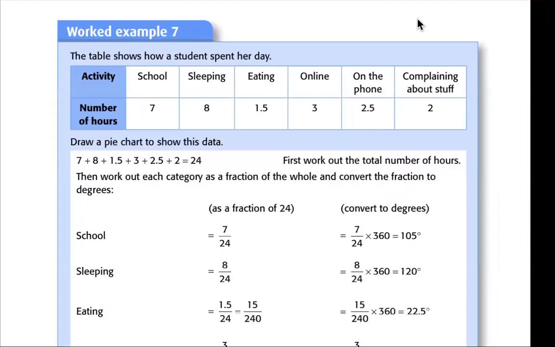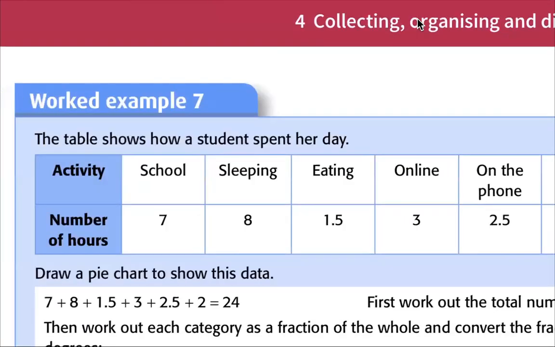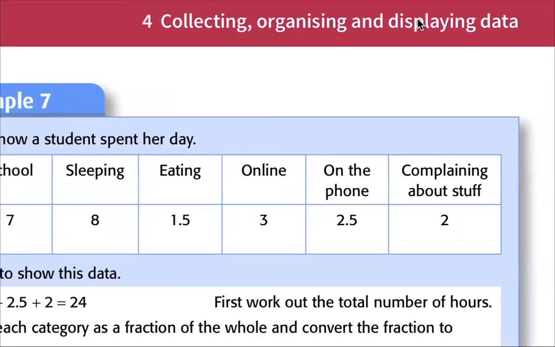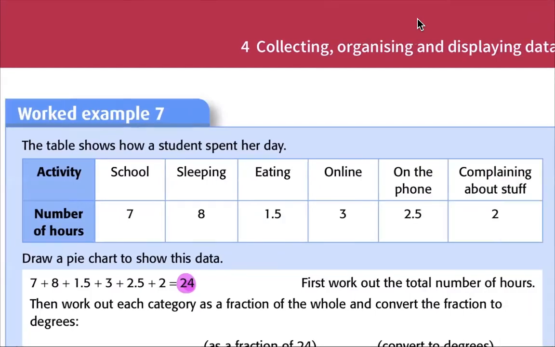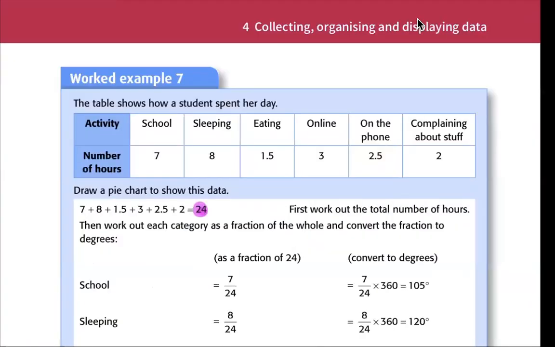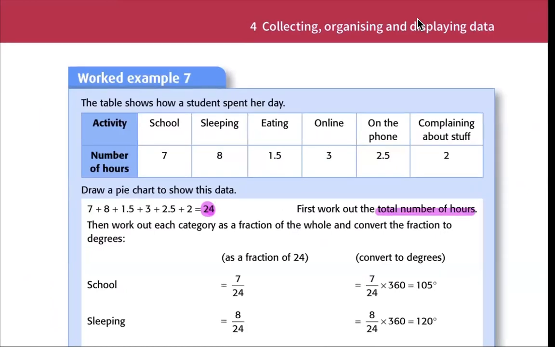Okay, the table shows how a student spent her day. So you can actually see number of hours and everything. So the total number of hours is 24. Then we need to see this in relative to the degree of a pie chart. So first work out the total number of hours, which is 24. And then you need to find to see what is it in terms of degree.